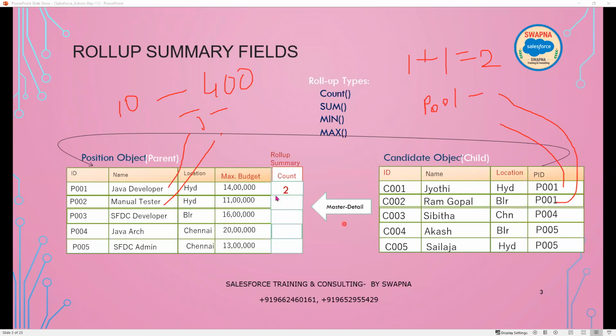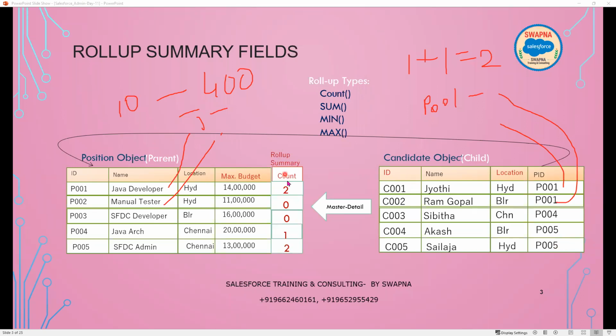For Java developer, 2 candidates have applied for the position. Similarly, we have a manual tester. Nobody has applied, so it is 0. SFDC developer, nobody has applied. Java architect, 1 person has applied, and then SFDC admin, 2 members have applied.